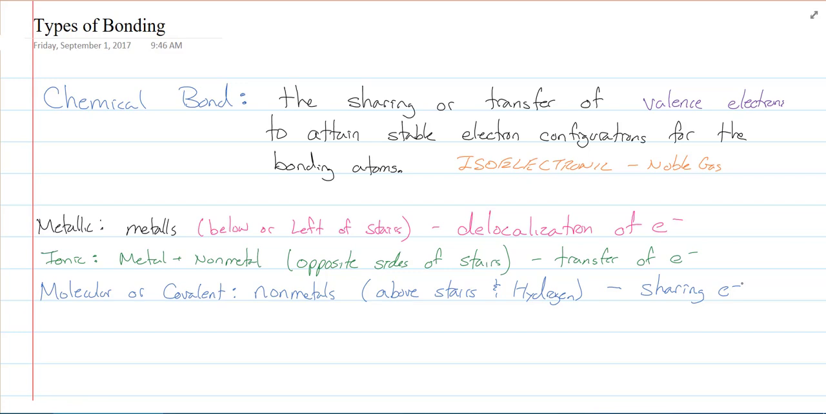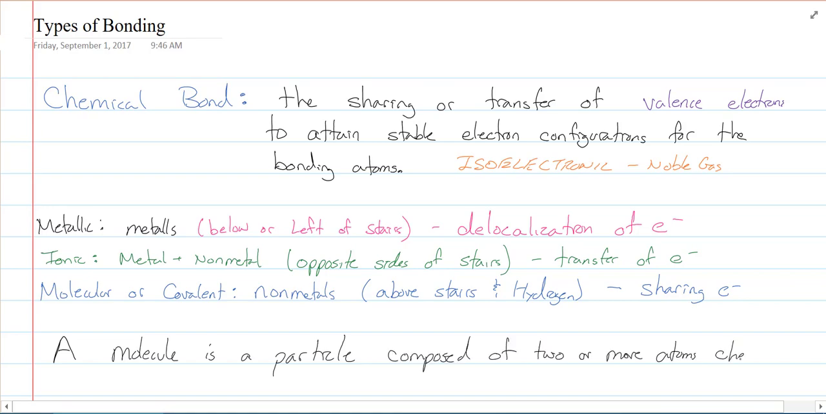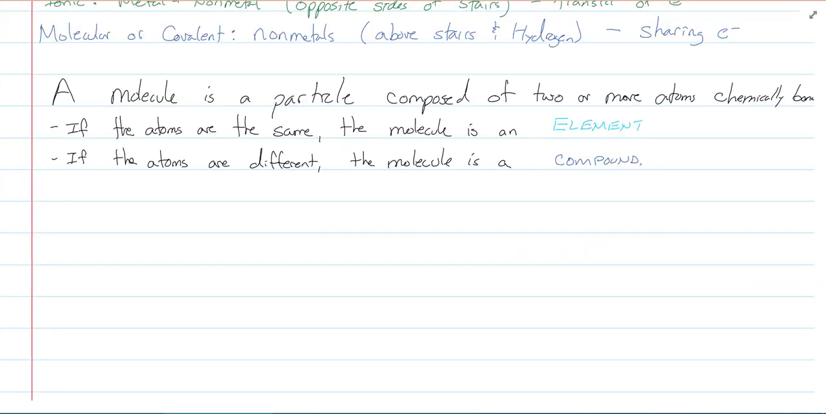Okay, so a molecule, which we just talked about there, is a particle composed of 2 or more atoms chemically bonded. If the atoms are the same, the molecule is an element. If the atoms are different, the molecule is a compound.